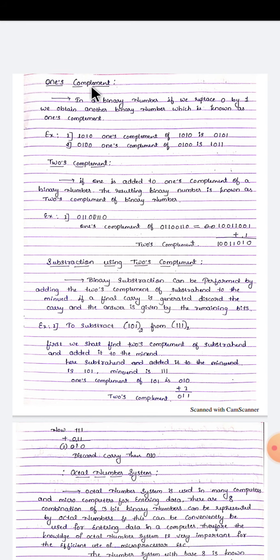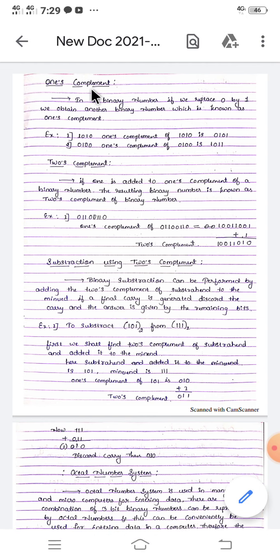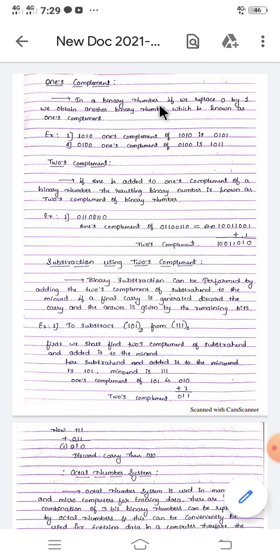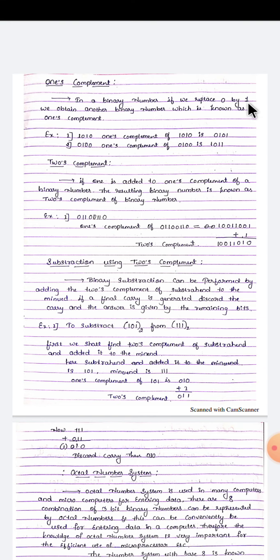Before coming to the third class, first we go through the first and second class. In this class I want to discuss ones complement, twos complement and the octal number system. First, what do you mean by ones complement? In a binary number, if we replace 0 by 1, we obtain another binary number which is known as ones complement.